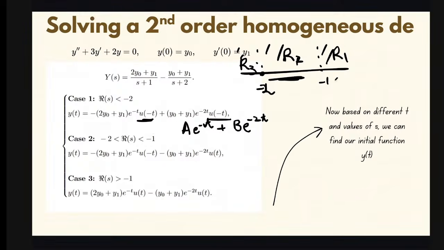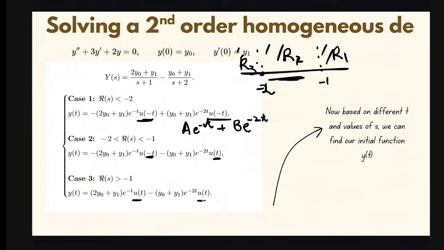So in this case, we have the first one, for minus 1, it's on the left hand side. So it'll be u of minus t. But for the minus 2 one, it's on the right hand side, so it'll be u of t. And what about the other one? Other one, we have real part of s greater than minus 1, so it's greater than both. So that means both of them will have u of t.